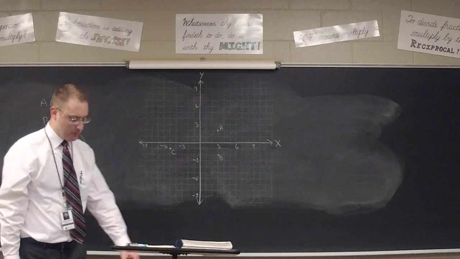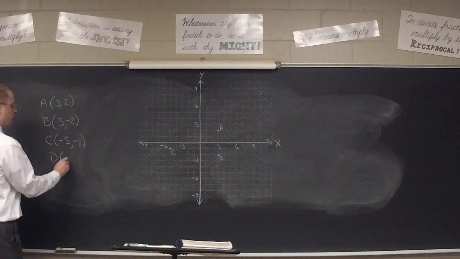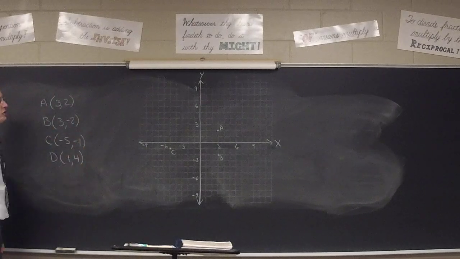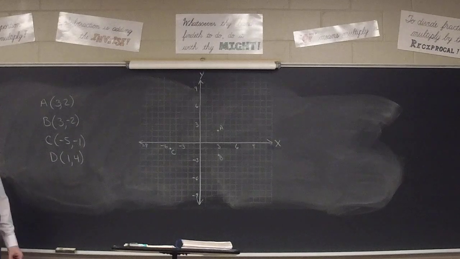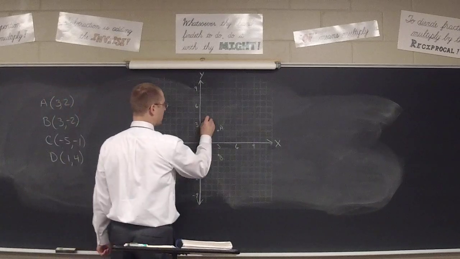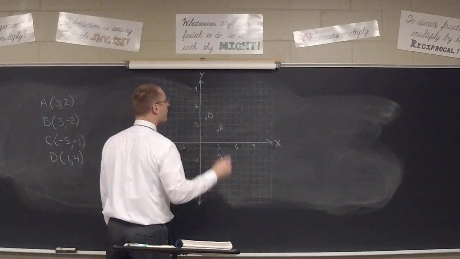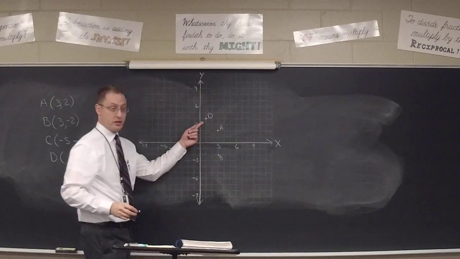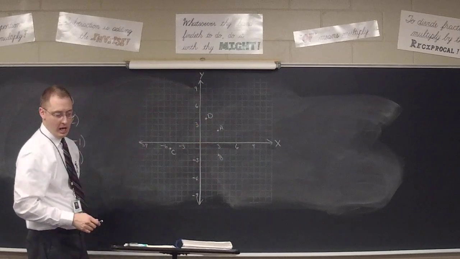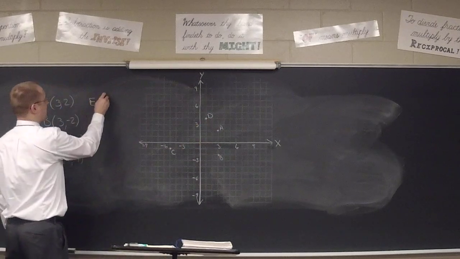All right. Point D is the point 1, 4. Do this one on your own. 1, 4. Let's see if you can get it. I think you can. Did you put it up here in the first quadrant? Over 1, up 4.